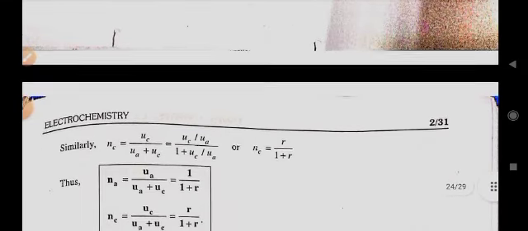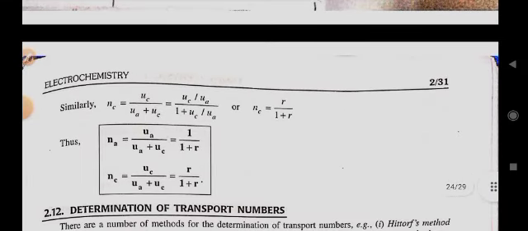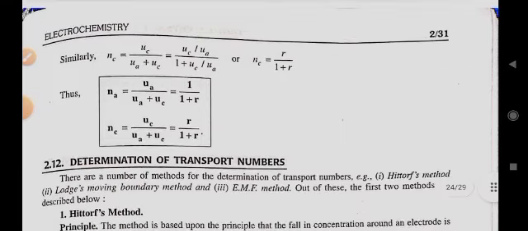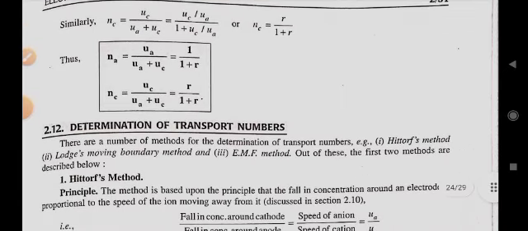Second, Na is equal to UA upon (UA plus UC), which is equal to 1 upon (1 plus UC upon UA), which is equal to 1 upon (1 plus R), where R is equal to UC upon UA, the speed ratio of the cation to the anion. Similarly, Nc is equal to UC upon (UA plus UC), which is equal to (UC upon UA) upon (1 plus UC upon UA), or Nc is equal to R upon (1 plus R).